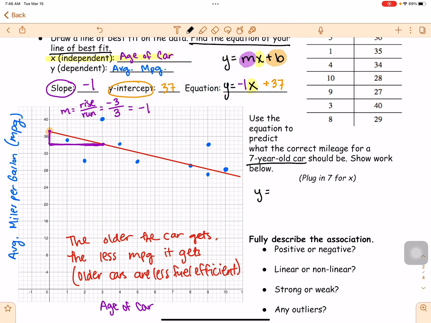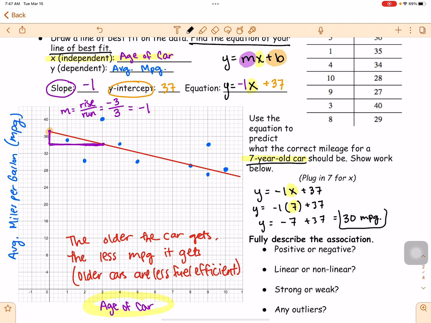So here, -1x plus 37, and if x is the age of the car, then I'm going to replace x with 7, 7-year-old car. So y equals -1 times 7 plus 37. y equals -1 times 7 is -7, plus 37 equals 30 miles per gallon. And this is an estimation because we used our line of best fit, okay?